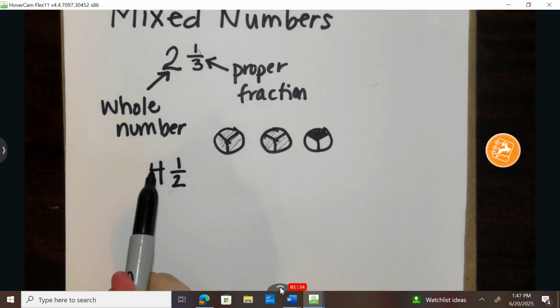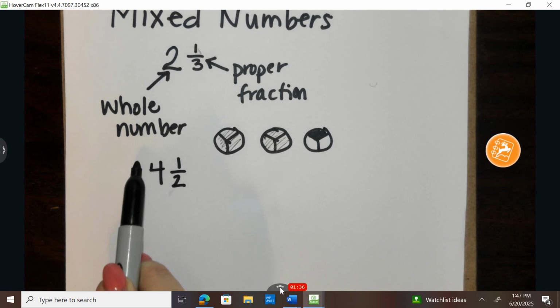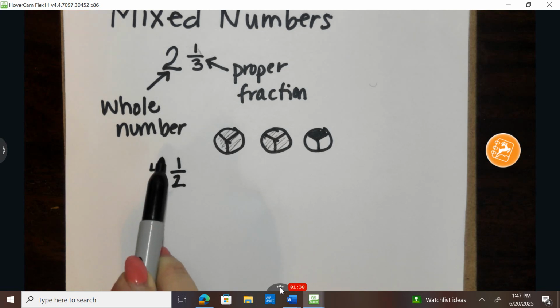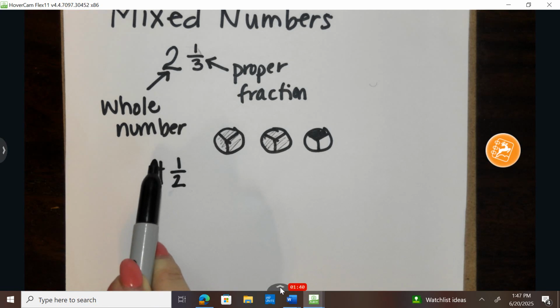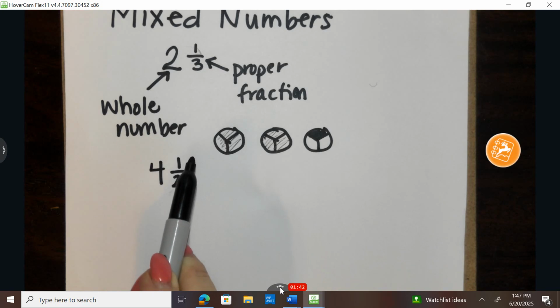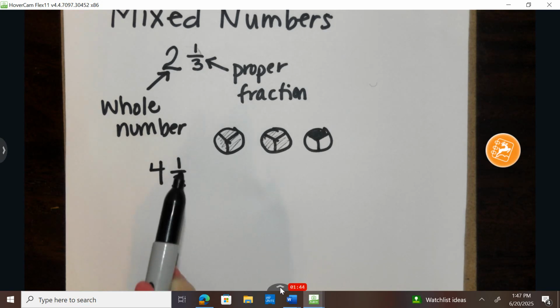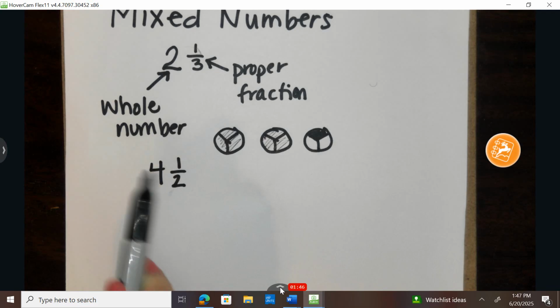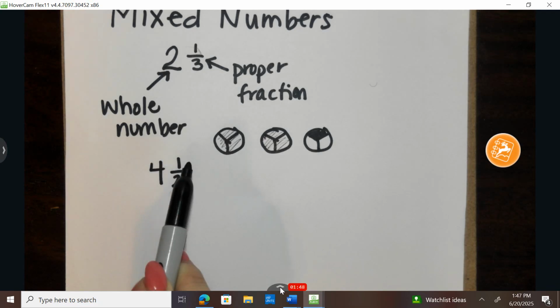Next, I have 4 and 1/2. 4 is the whole number. I want to complete 4 equal shapes, and then I want to do an additional shape, but only shade in one of 2 parts. So this is the whole portion, and this is the proper fraction.